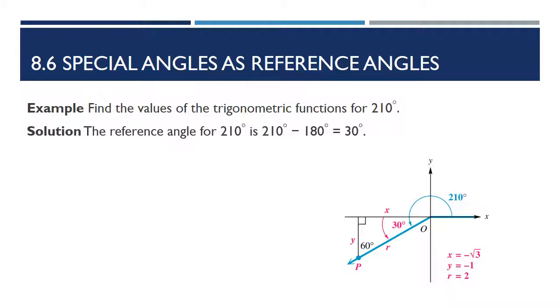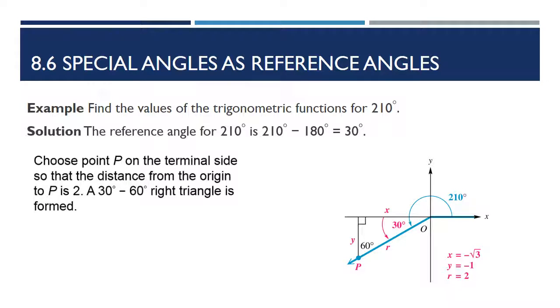Okay, the reference angle is going to be 30 degrees, as you see here. And a 30 degree angle is very familiar. That's the 1, 2, square root of 3 triangle. So you could probably just go in and put the measurements in there. You can choose a point on the terminal side and make that distance 2, and then put in your 1 and your square root of 3.